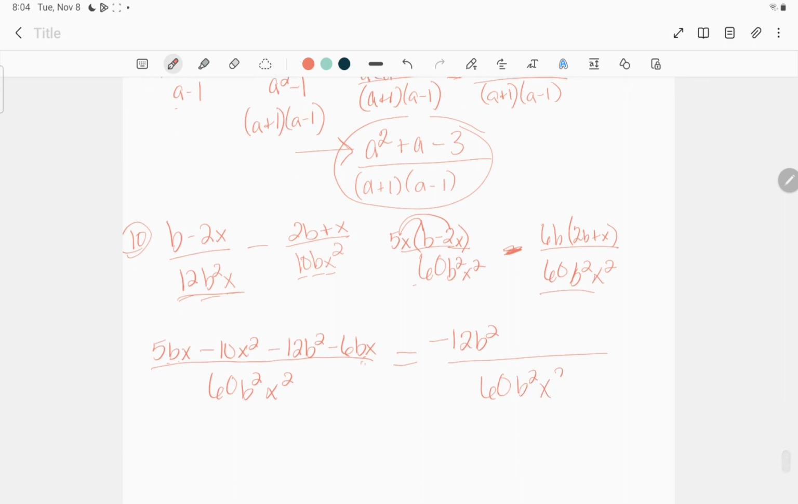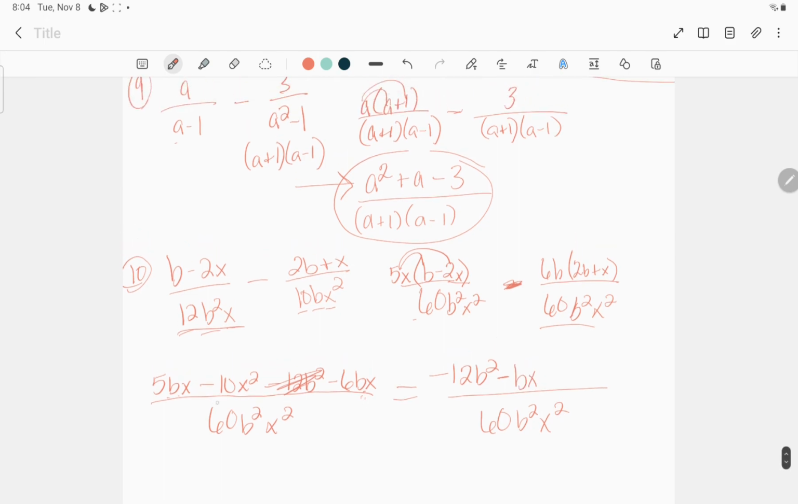Go ahead and write my denominator down. All right, so I got rid of that. So what's next? 5bx and negative 6bx. I'm going to subtract those. That's going to give me 1. I'm going to take the sign of what is there of my bigger number, which is a negative. So negative bx. And then that's done. Leaving me with negative 10x squared. And this is going to be your final answer.